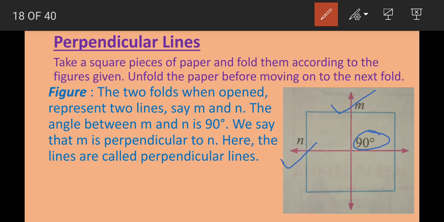So we can say that when two lines are forming an angle of 90 degrees, they are perpendicular to each other. Clear? So here line M and line N form an angle of 90 degrees at the middle. So we can say that these two lines are perpendicular to each other.